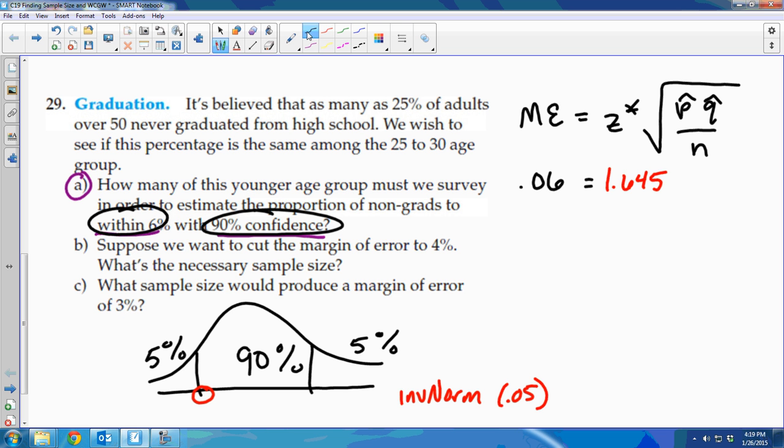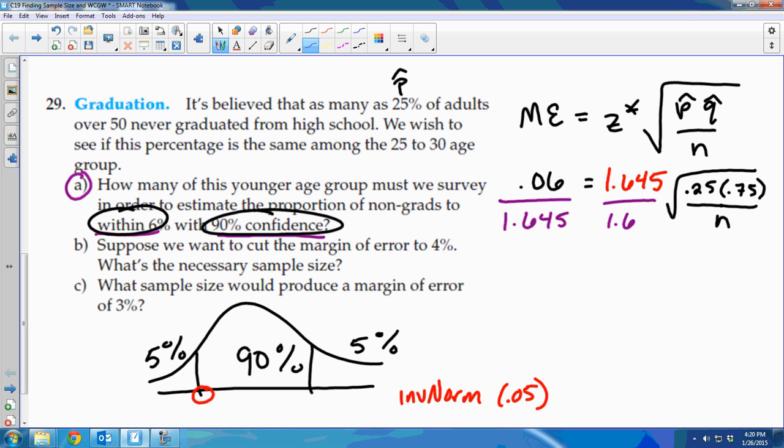All right. For my standard error, they give us a p hat in the question. It says it's believed that as many as 25% of adults over 50 never graduated from high school. If we're going to see if it's the same in the other age group, then we can use that for our study just as an estimate. So 0.25 times 0.75, and again, we're solving for n. So now we just need to do some algebra. If I were you, I would divide by 1.645. That's just fine. So you get 0.0347. That equals the square root of 0.1875 divided by n.